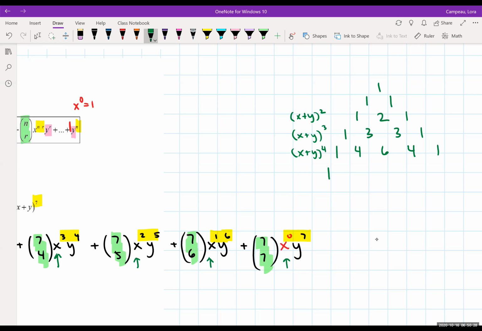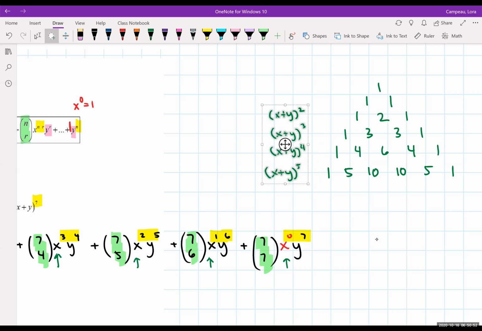Keep going. 1, 5. 1 plus 4 is 5. 4 plus 6 is 10. 6 plus 4 is also 10. 4 plus 1 is 5. We have a 1 at the end. That's x plus y to the 5th. And then keep going, because we need x plus y to the 6th. So notice our triangle grows a bit, our pyramid grows. So I'll move everyone over just a little bit to allow for that.